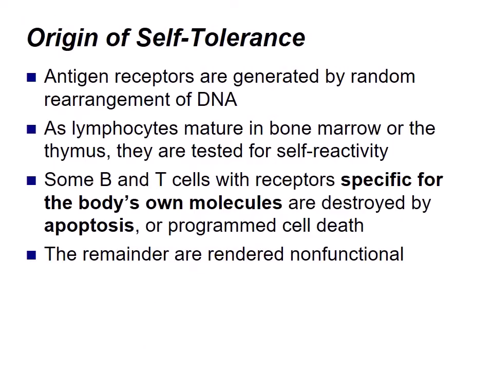So ideally, your body would not attack itself, although sometimes, unfortunately, that does happen. But what's supposed to happen is that when the lymphocytes mature in either the bone marrow if they're B lymphocytes or the thymus if they're T lymphocytes, they should be tested for self-reactivity. And then any B or T cell that has receptors that are specific for the body's own molecules are going to be destroyed. And so that way they just won't be used and your body won't attack itself. Obviously, sometimes that doesn't occur, but typically it should and does.